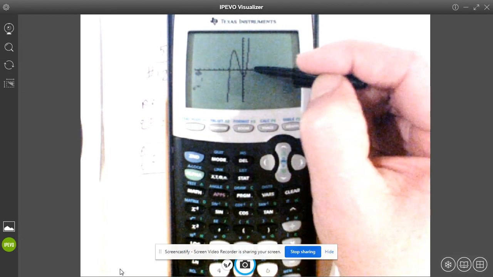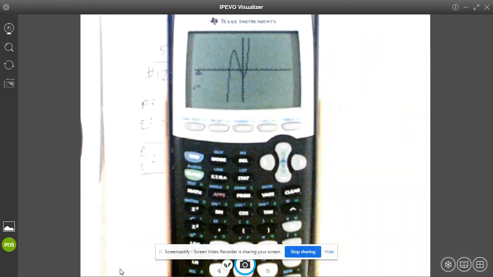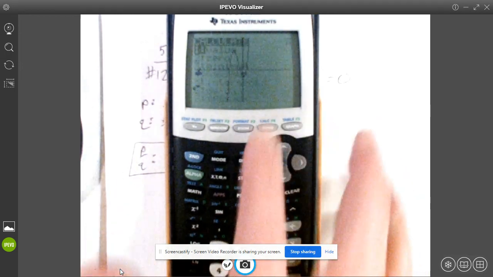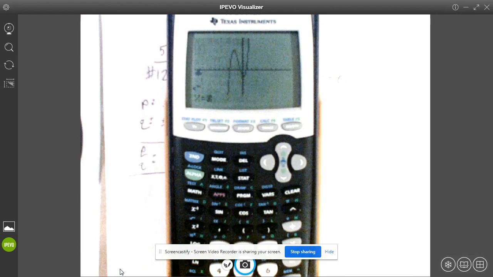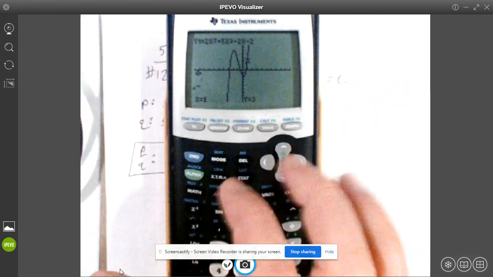So maybe positive 1. Let me try that, because that's in my list. I go second trace, and I want to find the value when x equals 1. And it's not 0, right? It's 3. So 1 is not one of my roots.